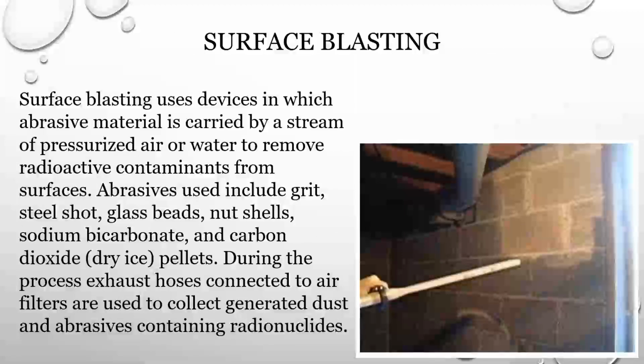Surface blasting. Surface blasting uses devices in which abrasive material is carried by a stream of pressurized air or water to remove radioactive contaminants from surfaces. Abrasives used include grit, steel shot, glass beads, nutshells, sodium bicarbonate, and carbon dioxide or dry ice pellets. Surface blasting can be destructive or non-destructive depending upon the abrasive material used and the force of the blasting stream. During the process, exhaust hoses connected to air filters are used to collect generated dust and abrasives containing radionuclides.